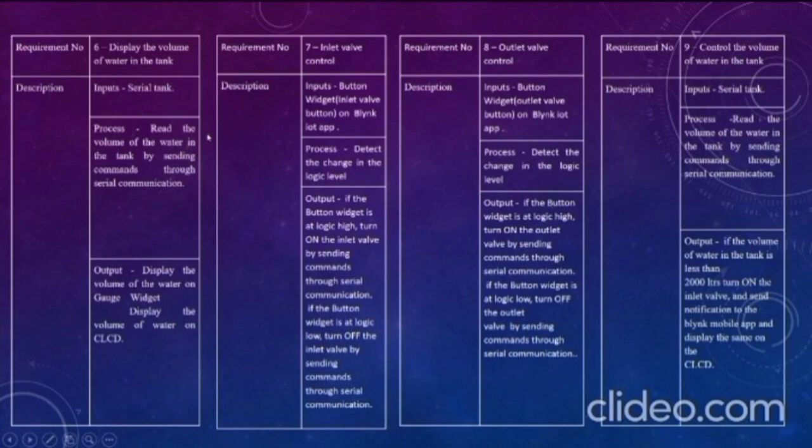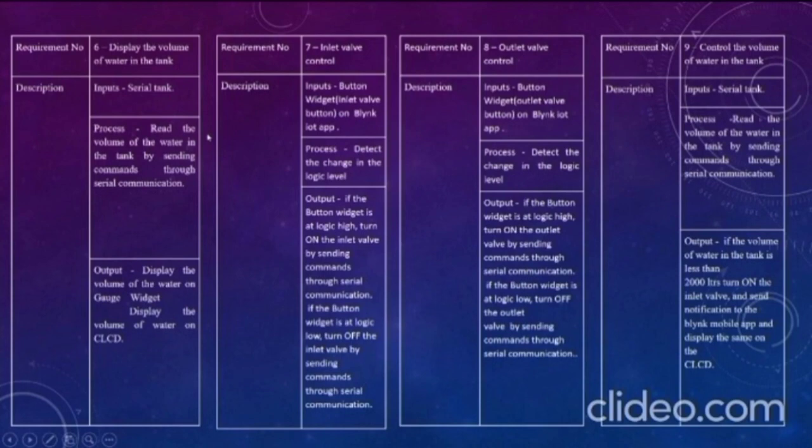Seventh one is inlet valve control. Button widget on the Blynk IoT app acts as an input and it detects the change in the logic level. The output is that if the button widget is at logic high, it turns on the inlet valve by sending commands to serial communication. If the button widget is at logic low, it turns off the inlet valve by sending commands to the serial communication.